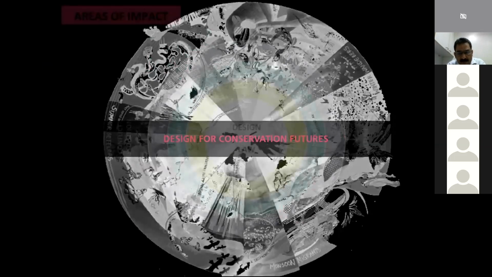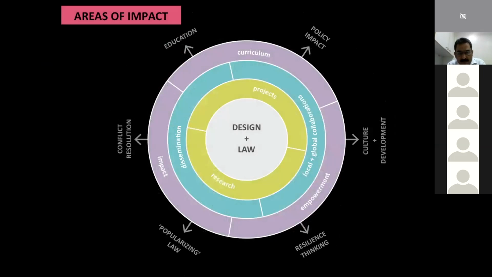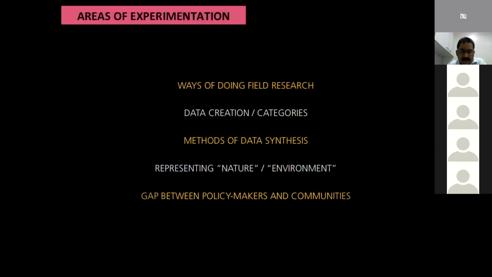So in this light, the areas of impact for design thinking and imagination in the field of environment and ecology are in pedagogy or environmental education, conservation practice, and policy making. And a lot of the work and experiments that have been done in this lab so far touch upon education, policy impact, culture and development, looking at resilience thinking, democratizing law, and beginning to look at conflict resolution as well. There are a number of areas of experimentation that have begun but are also much more open-ended, looking at ways of doing field research, data creation, methods of synthesis, representing nature. How do we even think and represent and see nature?